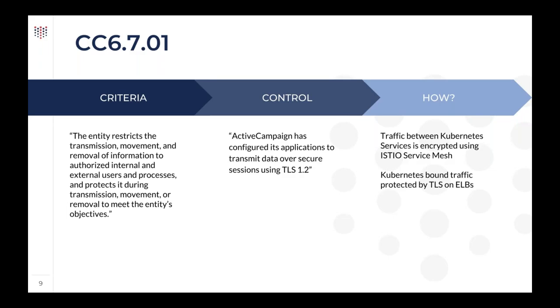So this criteria exists across a lot of different things within SOC 2, but we wanted to figure out how to write a control that was very pertinent to our infrastructure, and decided that for us, that meant that we were going to talk about securing data in transit. And for that, for us at ActiveCampaign, that meant that we wrote a control that says that we are going to transmit all data over TLS 1.2 and all applications.